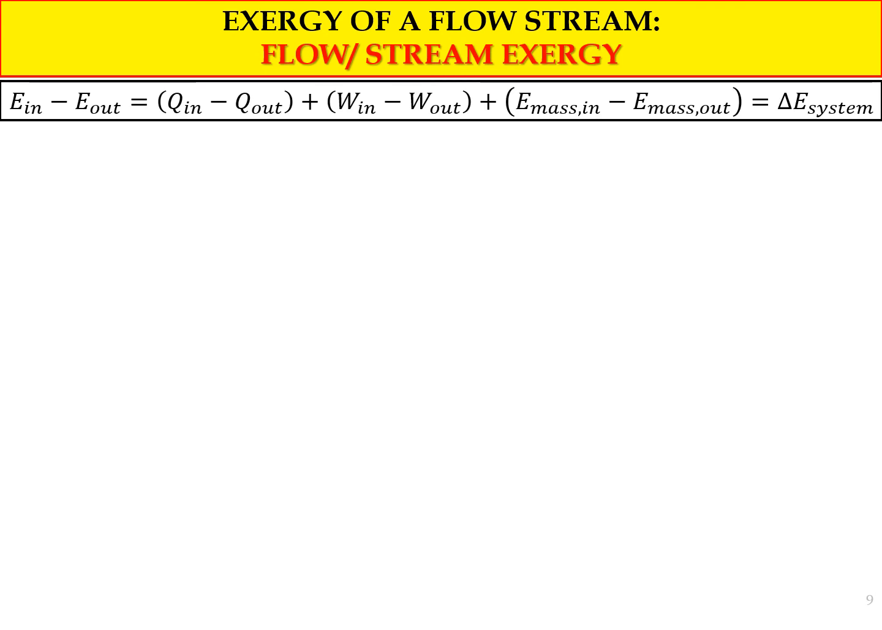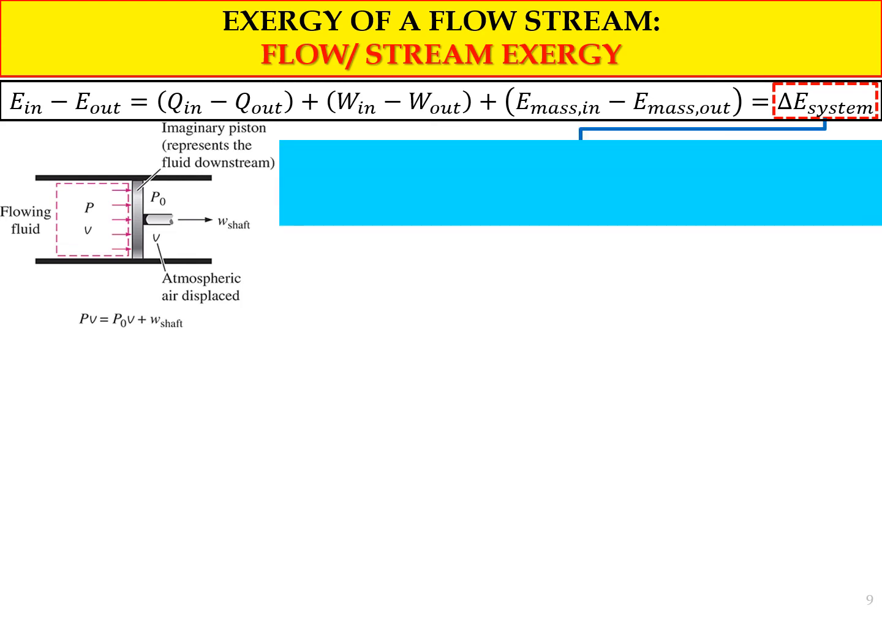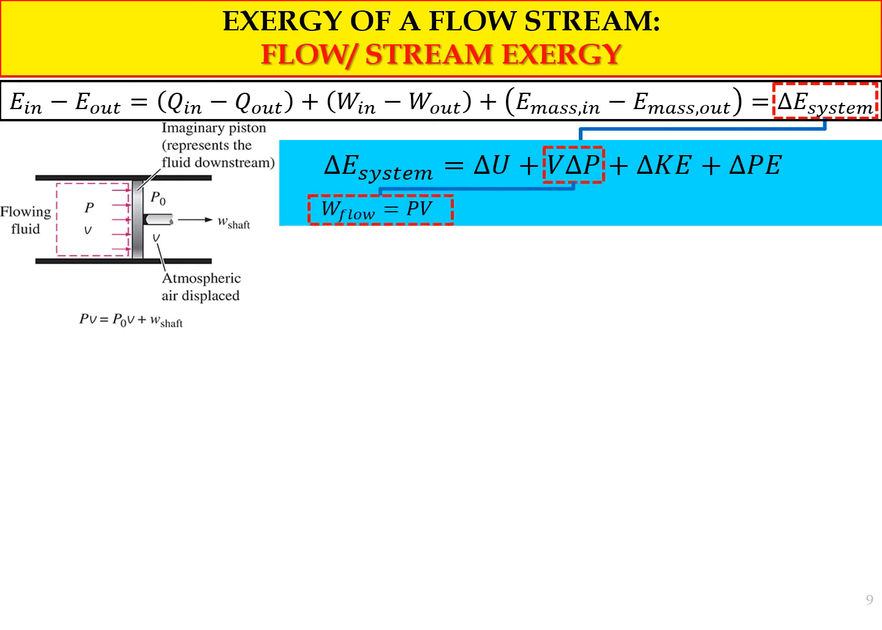Exergy of a flow stream. So this is the energy balance equation, and then we look into the energy change of the system, and this is one type of the system. As we already developed in the previous slide, the energy changes of the system consist of delta U plus V delta P plus delta KE plus delta PE, which is the kinetic and potential energy, and also flow energy from the mass flow rate.